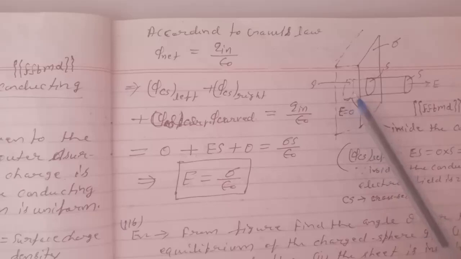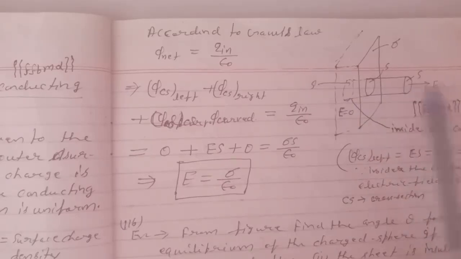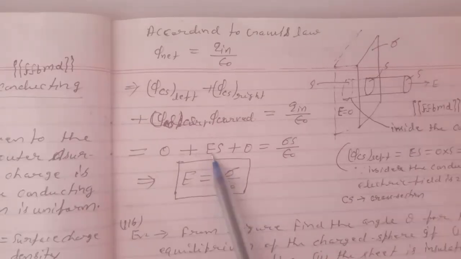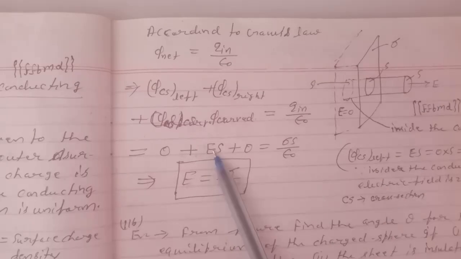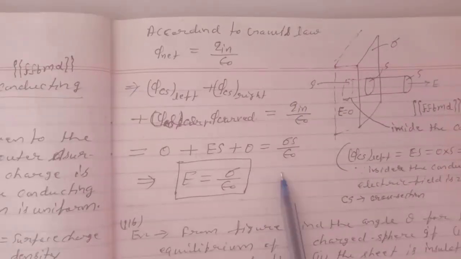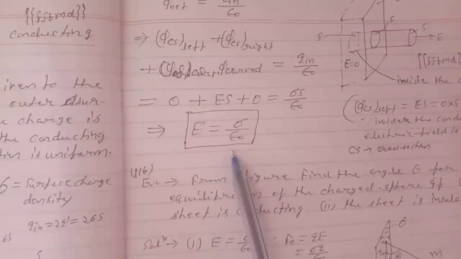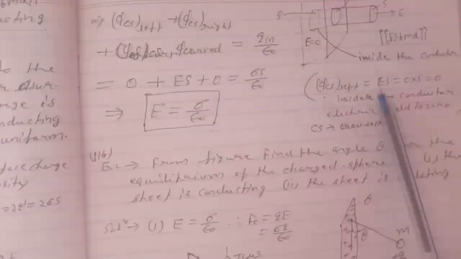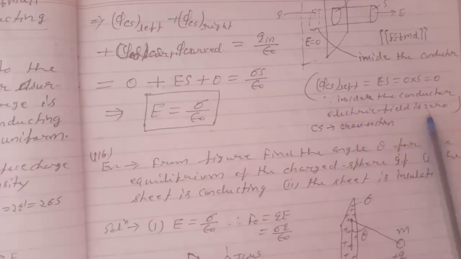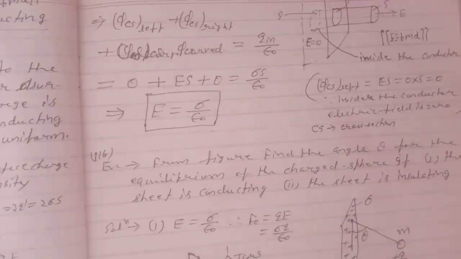Now we have flux through only this cross sectional area, which is equal to E into S, if the electric field is E. Again, the flux from the curved surface is 0 because the electric field is in this direction and the area vector is always perpendicular to the electric field for the curved surface. So we have E S equal to sigma S by epsilon naught, hence E equals sigma by epsilon naught. Phi CS left is E into S, equal to 0 into S, which is 0, since inside the conductor the electric field is 0. CS represents cross sectional area.